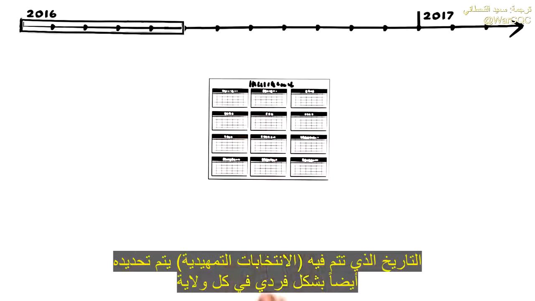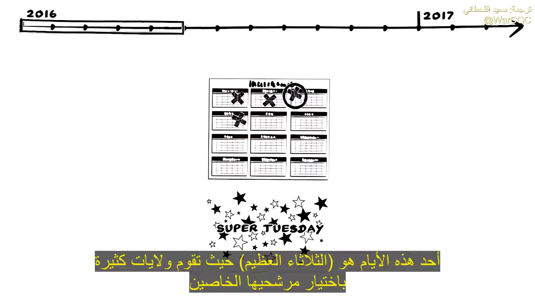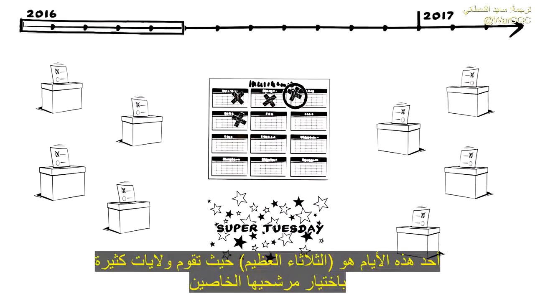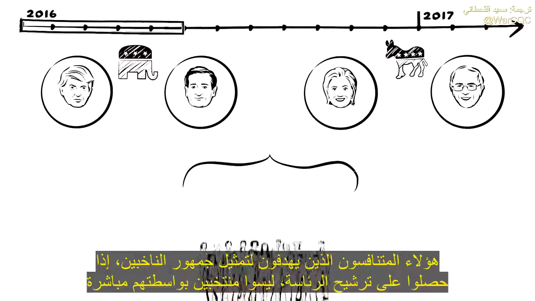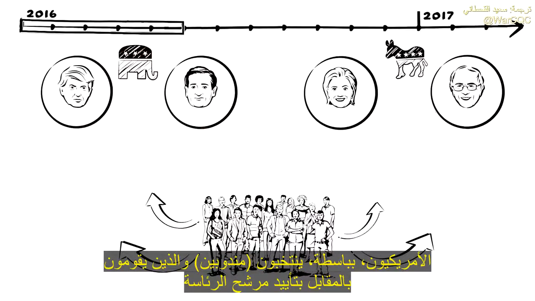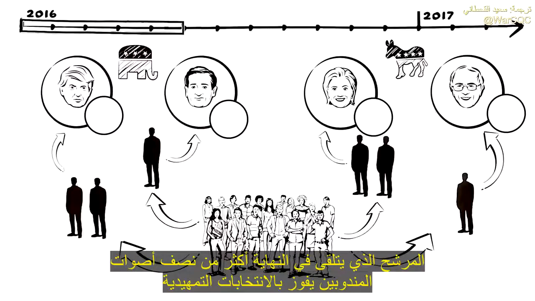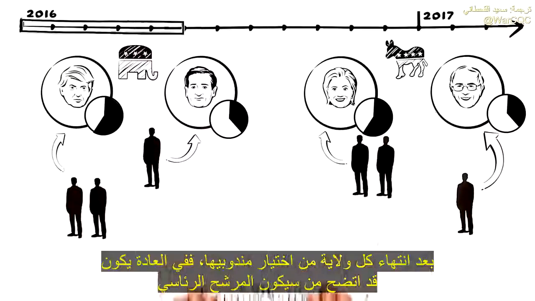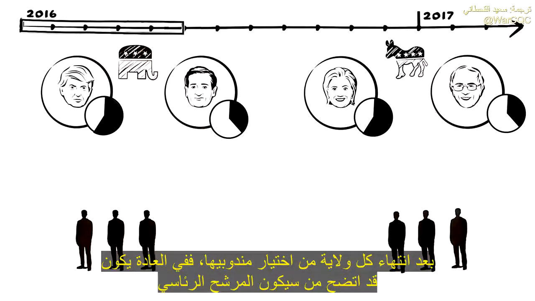The day on which the primaries take place is also individually determined in each state. One particular day is Super Tuesday, when a large number of states vote for their respective candidates. These contenders, who aim to represent the electorate if they receive the presidential nomination, however, are not directly elected by it. Americans simply elect delegates, who in turn support a presidential candidate. The candidate who ultimately receives more than half of all the delegate votes wins the primaries. After every state has elected its delegates, it's usually already clear who will be the presidential candidate.